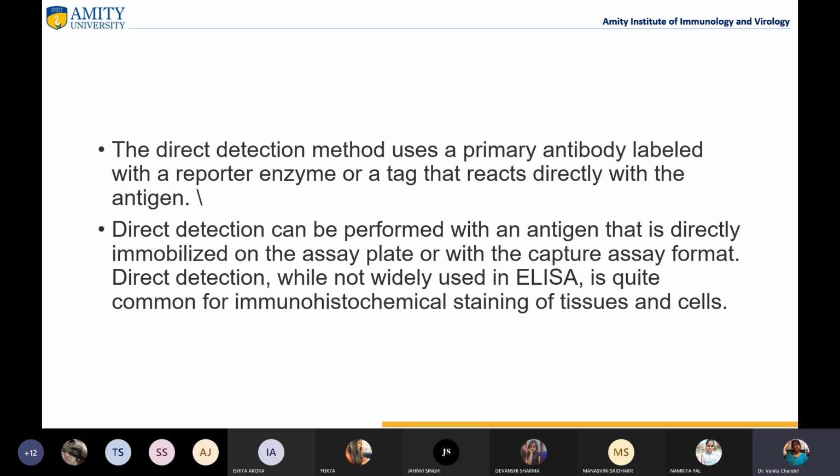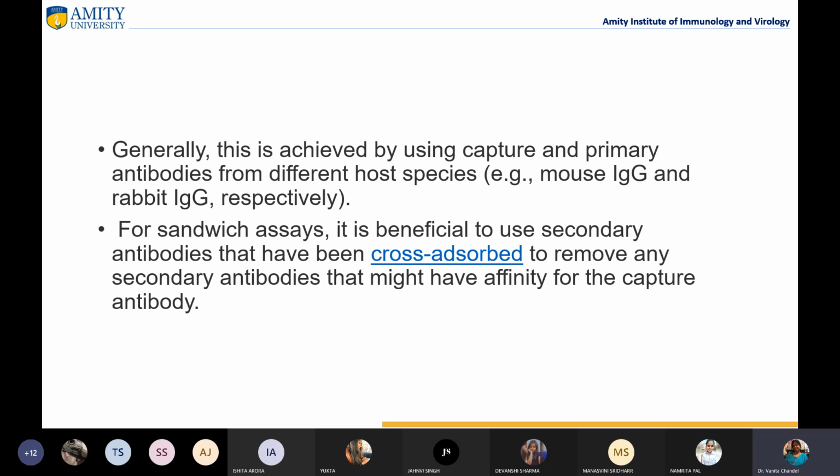So this is how we use the two types of antibodies. Generally this is achieved by using a capture and a primary antibody from different host species, like I told you, maybe a mouse IgG or a rabbit IgG respectively. So for sandwich assay, it is beneficial to use a secondary antibody that has been cross adsorbed to remove any secondary antibodies that might have affinity for the capture antibodies.